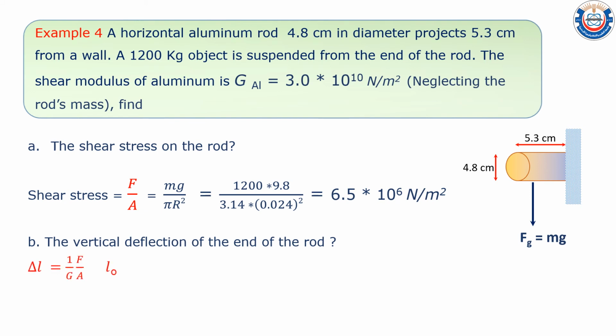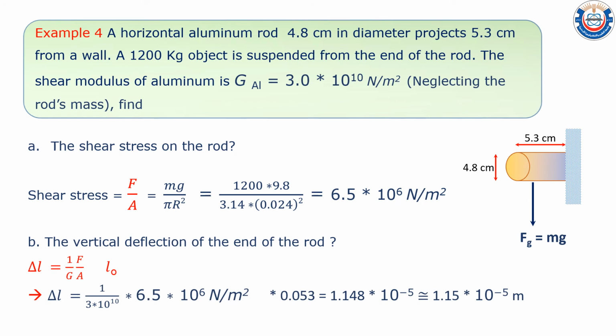We know that the delta L from the shear modulus is equal to 1 over G times F divided by the cross-sectional area times the original length L naught, which is equal in this case to approximately 1.15 times 10 to the power minus 5 meter.